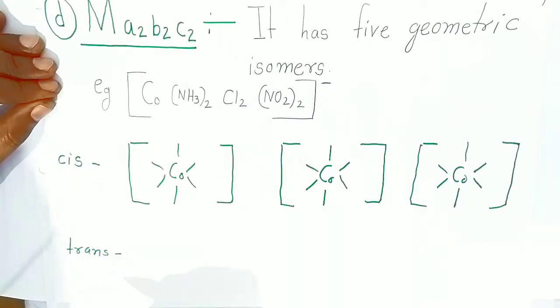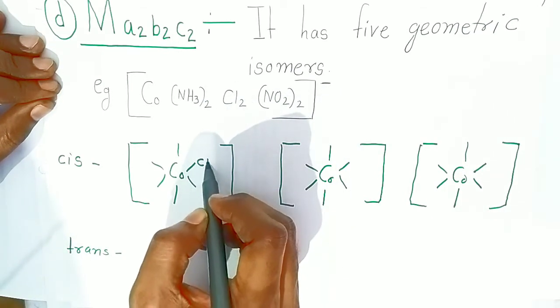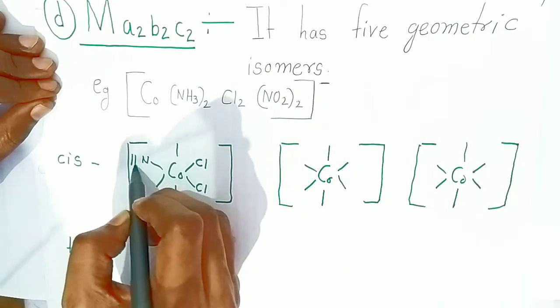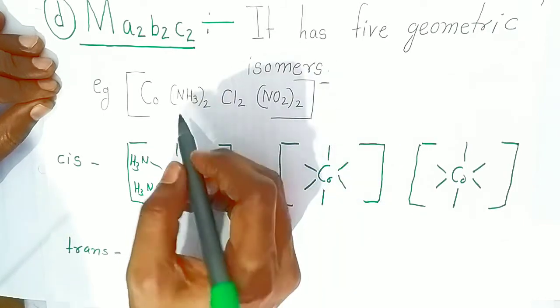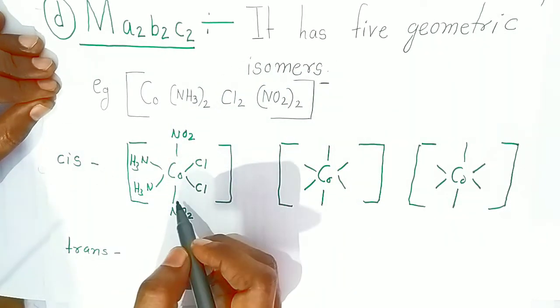Now students, we are going to fill all the ligands. 2 chloride, if you are writing here, then students you have to write 2 ammonia opposite to this, NH3, and after that what is remaining, students? NO2 you have to write here, above and below this way. This is the first cis structure of this complex.